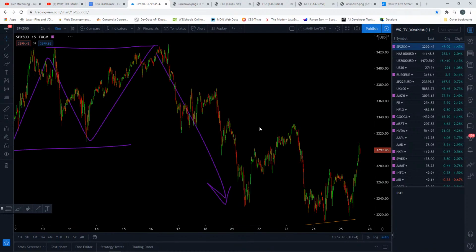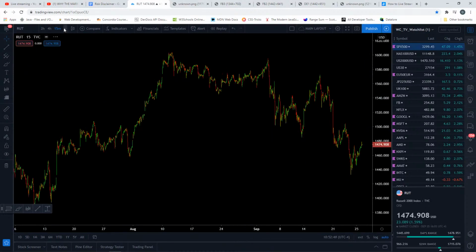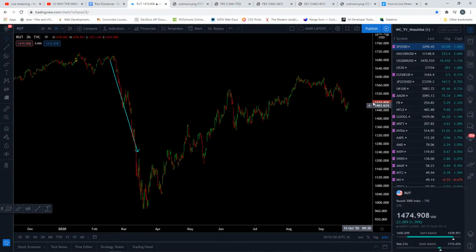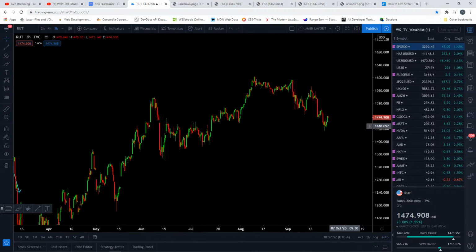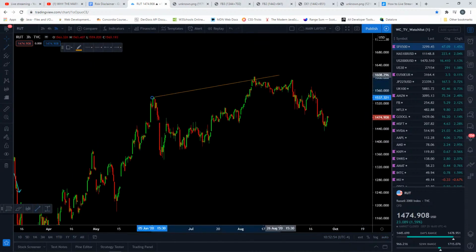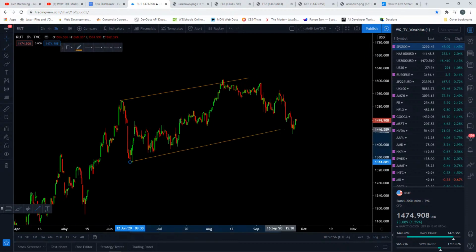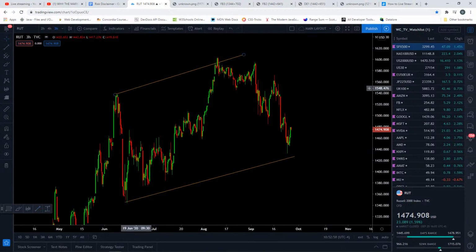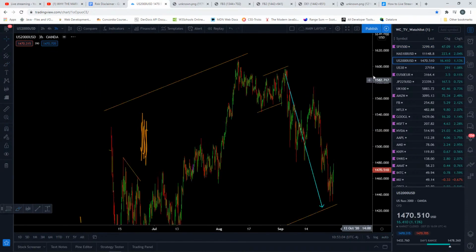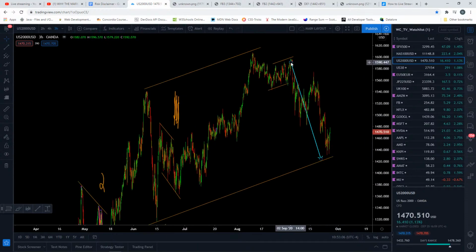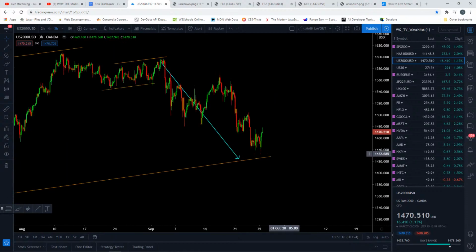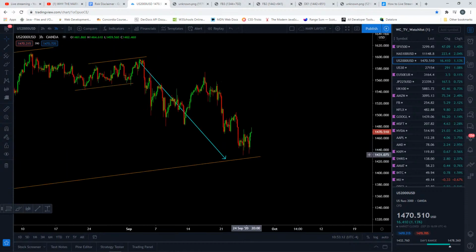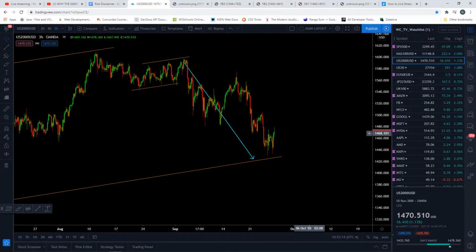I don't have the Russell pattern, but if you remember correctly, this was posted in chat, and you can go see it. I'm pretty sure I talked about this one. Not this chart, but this one. So we were looking for a short back to 14.20. It came almost to it and then bounced.